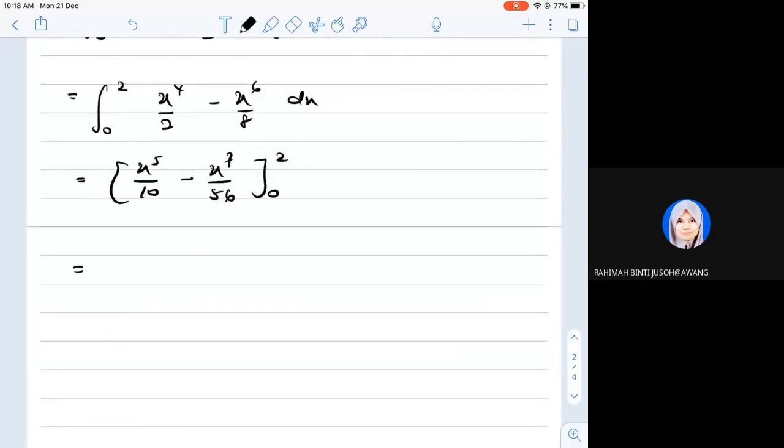So we will have 32 over 10 minus 2 to the power of 7 should be, what guys? 128, isn't it? And then over 56, minus 0.